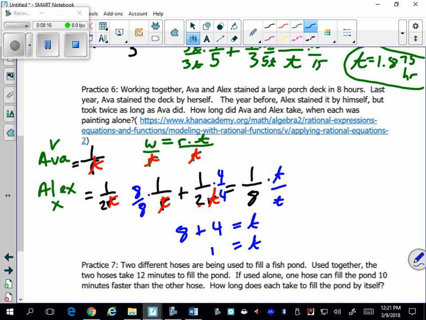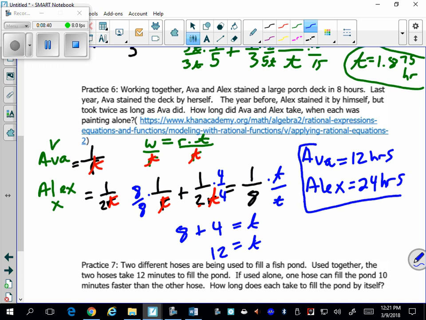I'll plug it back in for the time here. Ava paints 1 deck in 12 hours. So it took Ava 12 hours to do the deck. Hopefully she got paid pretty well for that. Alex has 24 hours to paint the same deck. It's a lot of work. So there you go. As well, Alex takes twice as long, so you can put 2 times 12, which is 24.